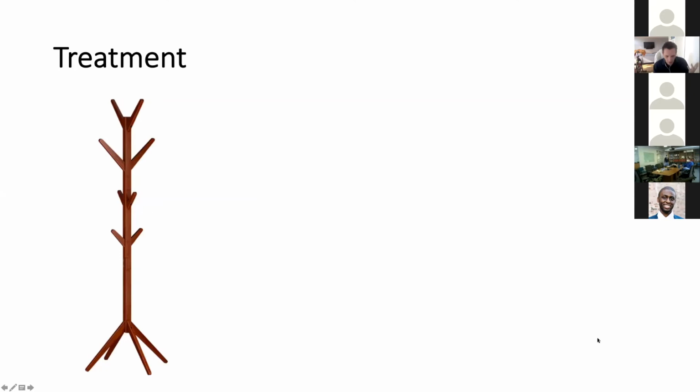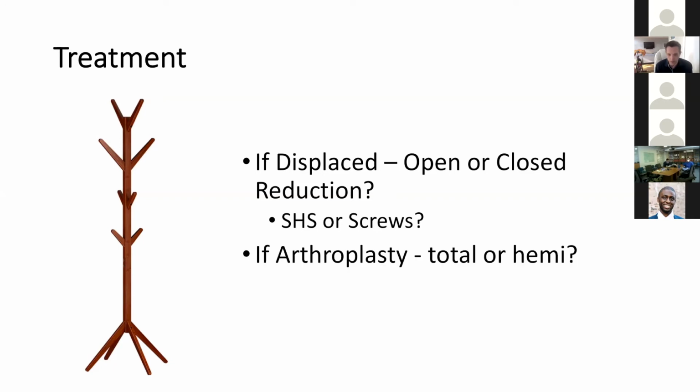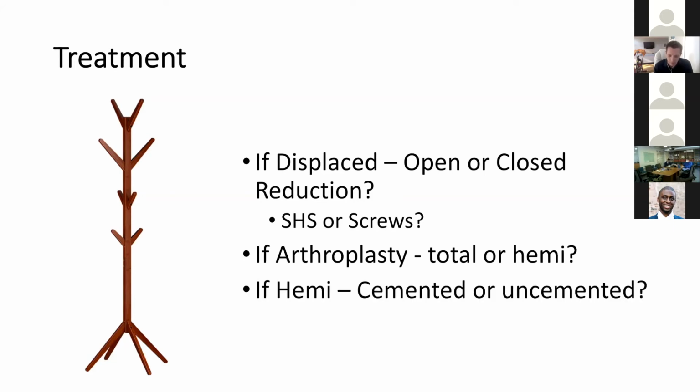So what are the controversies that we have in treatment? One is if the fracture is displaced, should we do an open or closed reduction? And once we do this reduction, should we use a sliding hip screw and plate construct or just screws? Other controversy is if we're going for arthroplasty, should we do a total hip or a hemi? And finally, if we're doing a hemi, should it be cemented or non-cemented? So hopefully I can show you some data that you can hang your hat on to answer this question.